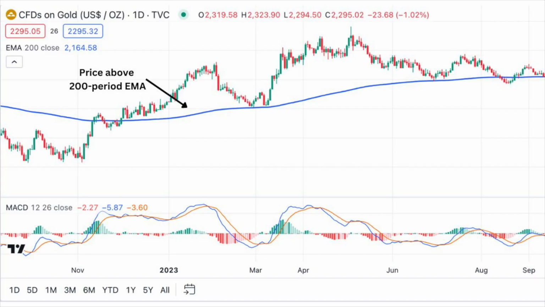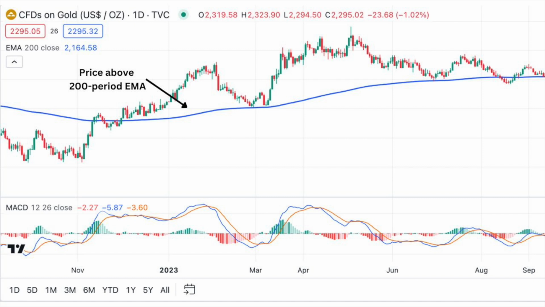Okay, so we'll only look to buy if the price is above the EMA, confirming an uptrend. And as you can see, this is where the price is above the 200 period EMA. Now this is important because we never want to buy in a downtrend. Once we have this confirmation, we'll look at the MACD indicator for entry signals.